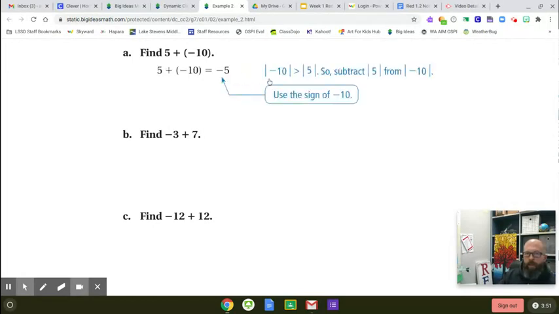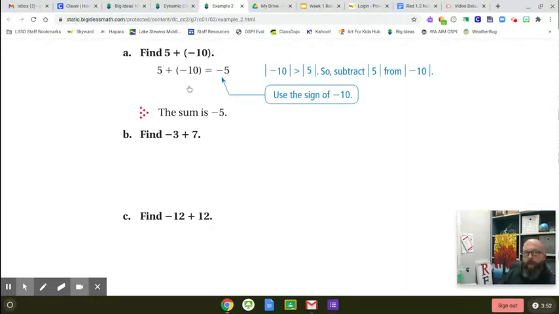So you take the absolute value of negative 10, and since that's greater than the absolute value of 5, you're going to subtract 5 from the absolute value of negative 10, which is 10. So you have 10 minus 5, and you end up with 5. But now you need to use the sign of the larger number, which is negative. So the sum is negative 5.